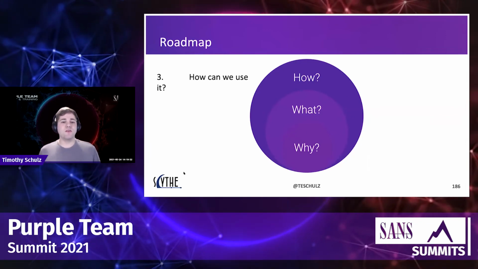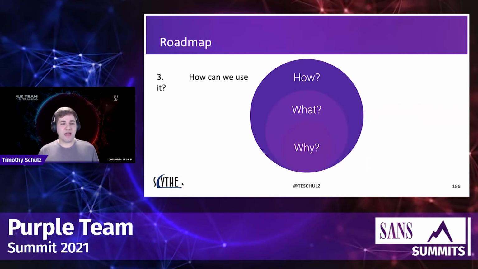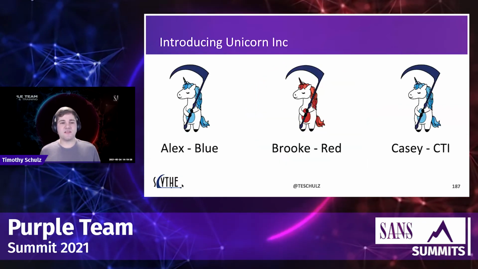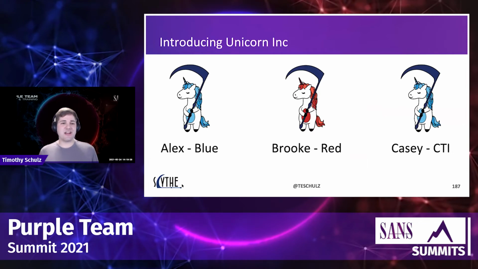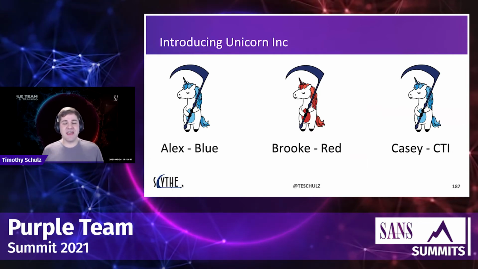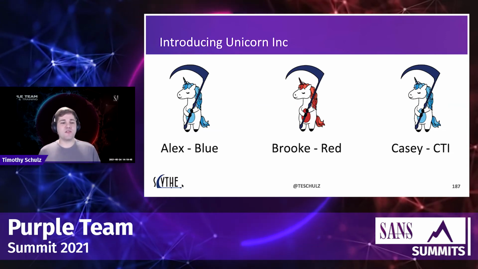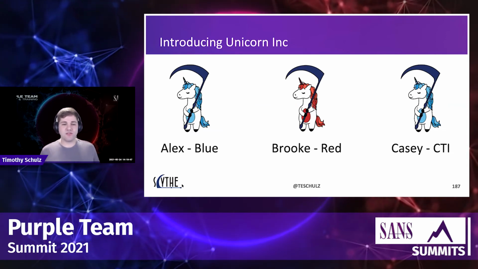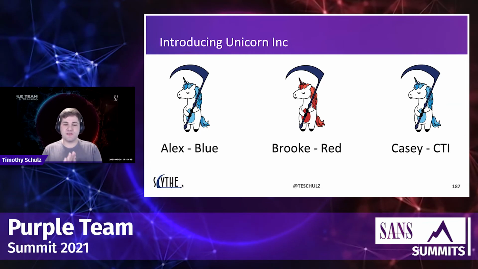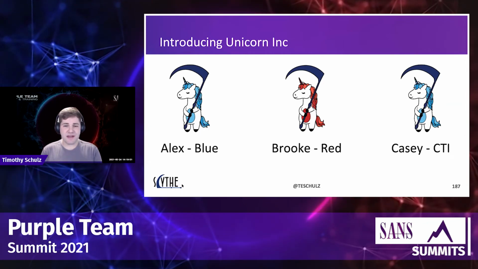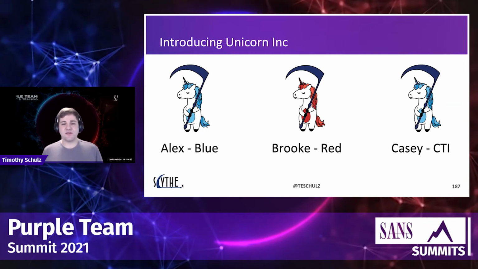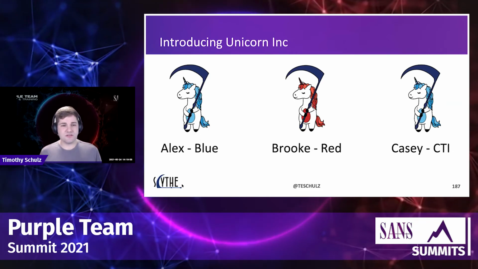Now we're going to go into our final use case: how can we use it? This is an example. My fictitious company is named Unicorn Inc. We have three different people that we're going to talk to. Alex is our person with a blue team background. Brooke is our person with a red team background. And then Casey is our unicorn with a cyber threat intelligence background.